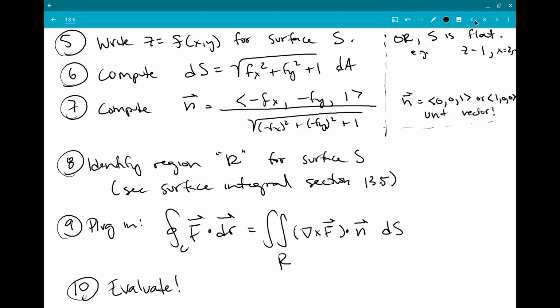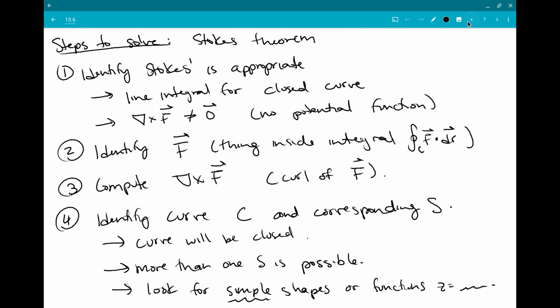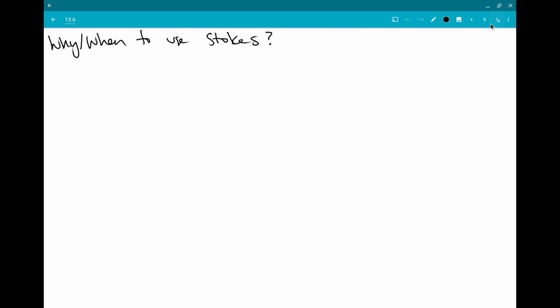So at this point, because these problems take so long to solve, you'd be asking yourself, why would I use Stokes, or when would I use it? And I tried here to write out when Stokes would be appropriate, but I really want to think about this in the context of you have a general line integral problem. How do you choose what to do?